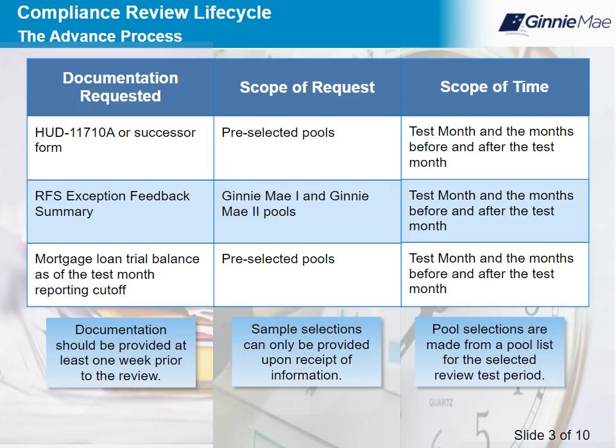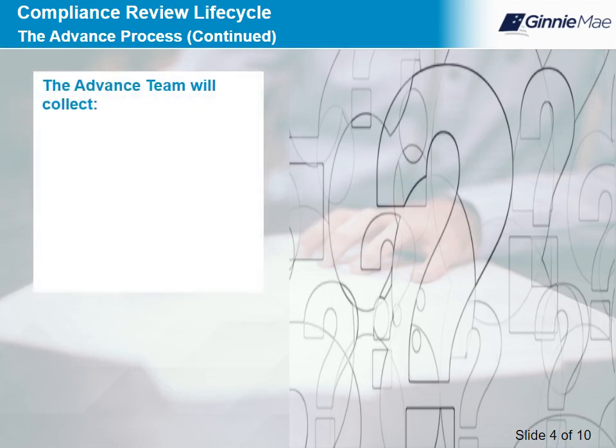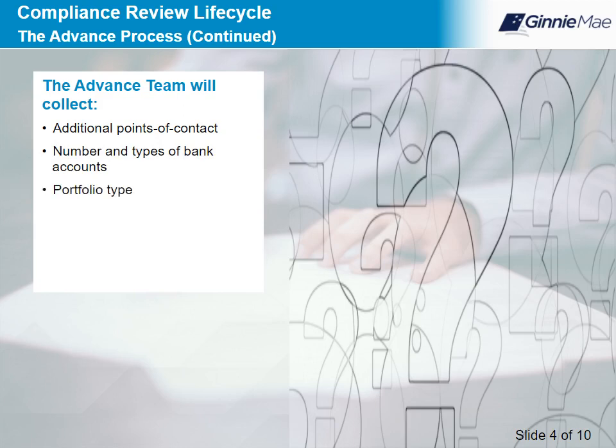Select Next to continue. The advance team will collect the following information: additional points of contact, if applicable, the number and types of bank accounts, that is, collection clearing, lockbox, special escrow, custodial, etc., and portfolio types, including Ginnie Mae 1, Ginnie Mae 2, MF, SF, and MH. They will also collect servicing system service bureau information and logistical information, such as office hours, parking locations, and dress code.